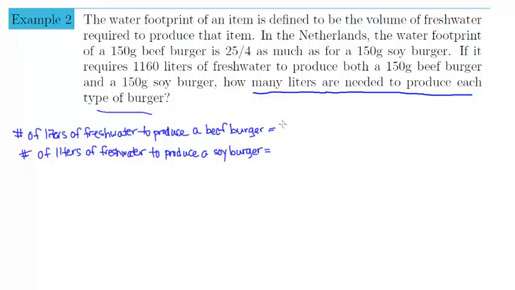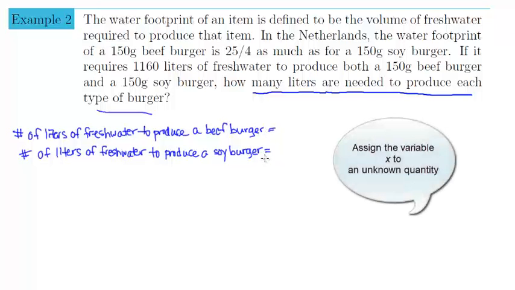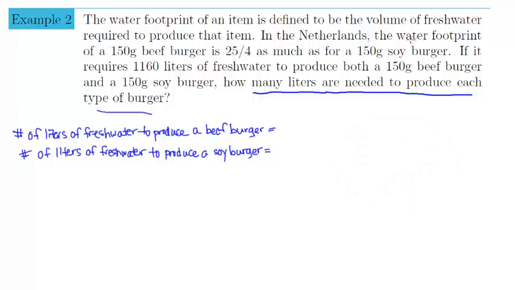Okay, so as we mentioned, we're looking for two things: the number of liters of fresh water to produce a beef burger and the number of liters of fresh water to produce a soy burger. Now, one of these we're going to assign the variable x before we get started. So let's go back and look here again, because there's a comparison statement right here. The water footprint of a 150-gram beef burger is 25/4 as much as for a soy burger. So it makes more sense after reading that phrase to let x be the number of liters to produce a soy burger. And then it says that the number required to produce a beef burger is 25/4 as much.